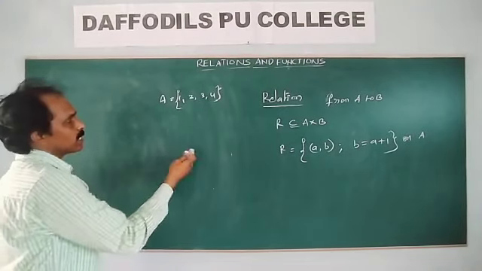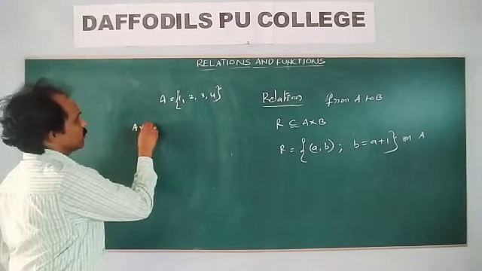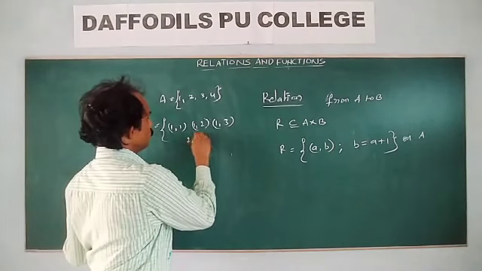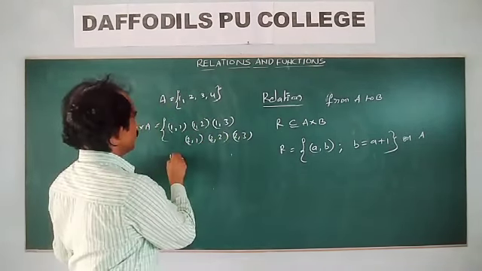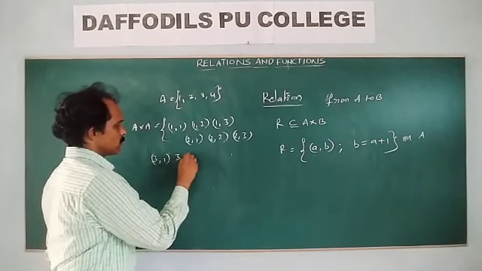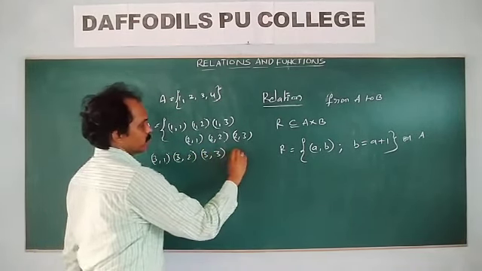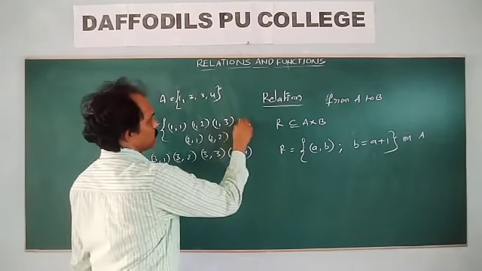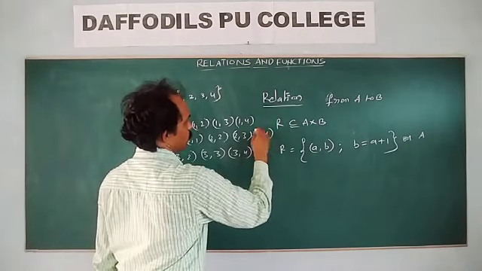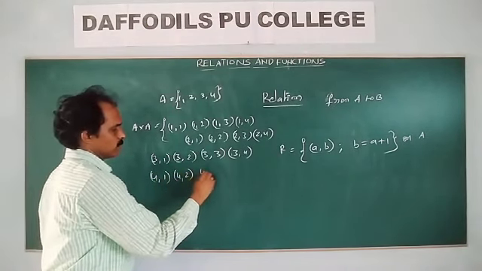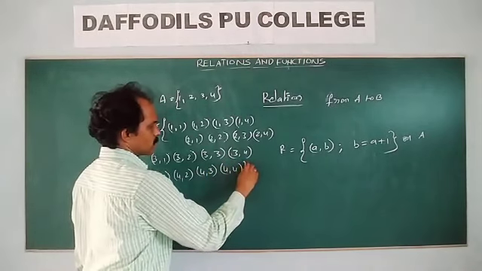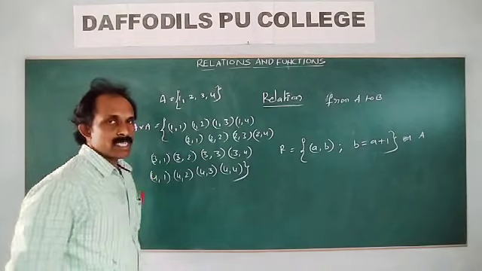What is A Cartesian A? A cross A means (1, 1), (1, 2), (1, 3), next (1, 4), then (2, 1), (2, 2), (2, 3), (2, 4), then (3, 1), (3, 2), (3, 3), (3, 4), and (4, 1), (4, 2), (4, 3), (4, 4). This is A cross A, on the same set A.